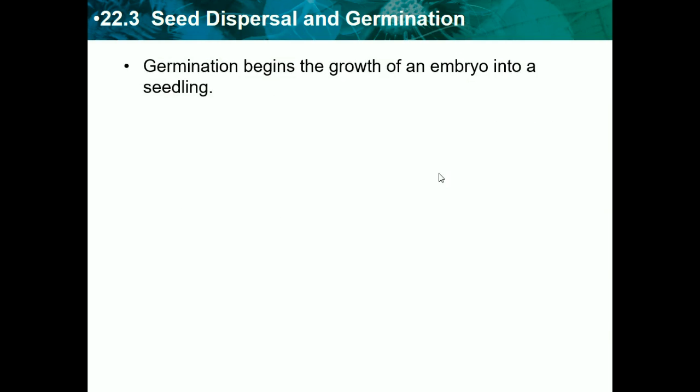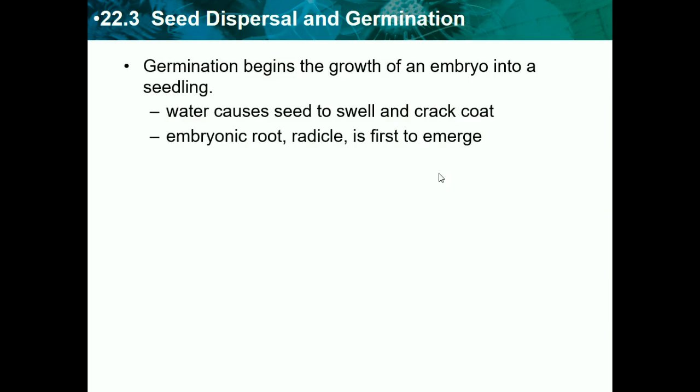Germination begins the growth of an embryo into a seedling. Water causes seeds to swell and crack their coats. The embryonic root, the radicle, is the first to emerge.